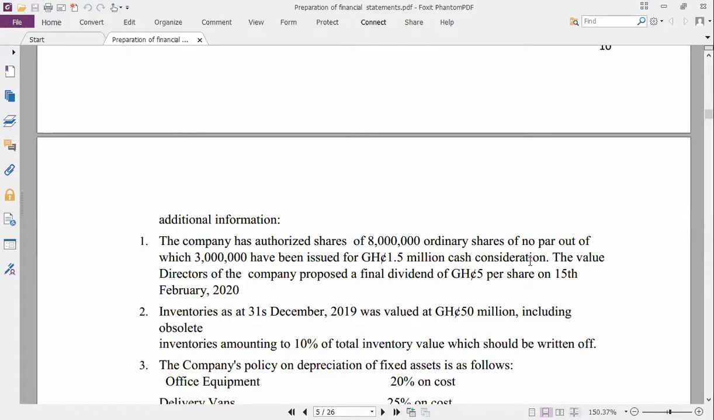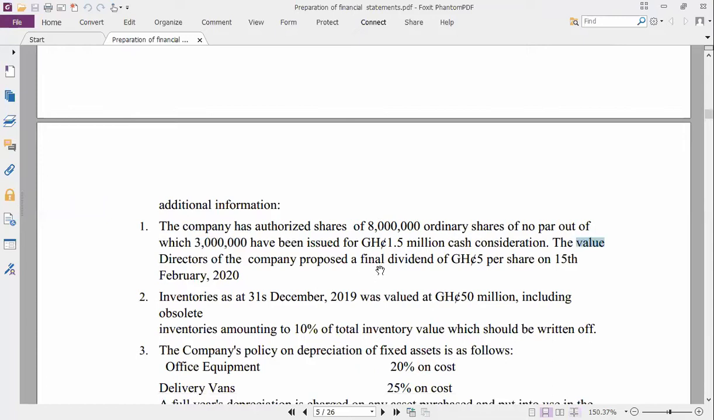Now let's go to the second sentence. The value, no, not the value, in fact, the value rather came here. The directors of the company propose a final dividend. Propose, the same as declared. A final dividend of 5 Ghana cedis per share on 15th February 2020.